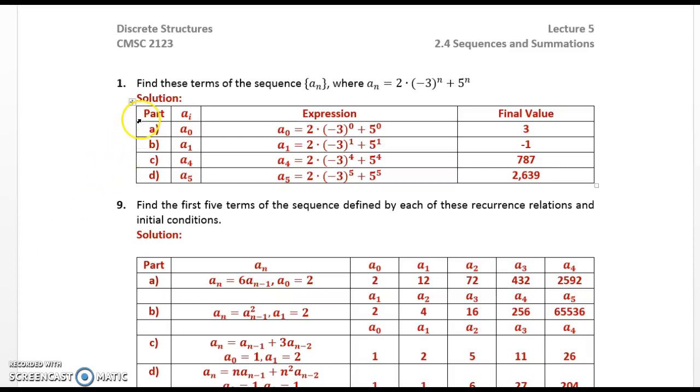Hello, this is our continuation of Lecture 5. We've come to the portion where we have example exercises, and the topic of this lecture is sequences and summations.